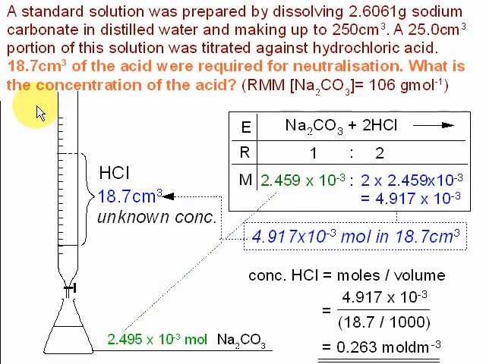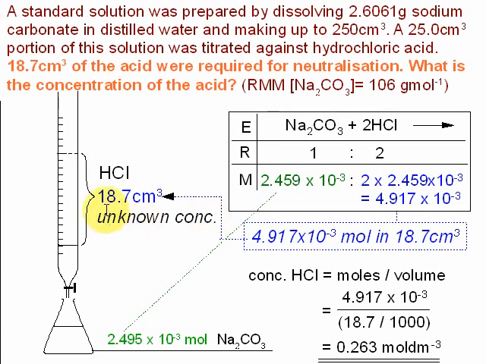The final line gives us the last piece of information and really poses the question. 18.7 cm cubed of the acid were required for neutralization. So in the burette it was 18.7 cm cubed, and the question, what is the concentration of the acid? This acid is of unknown concentration.